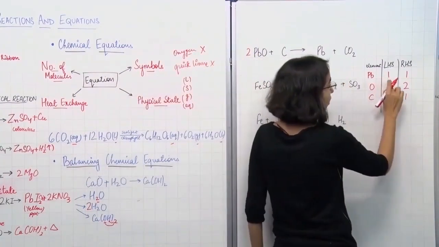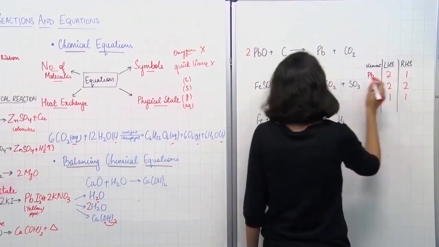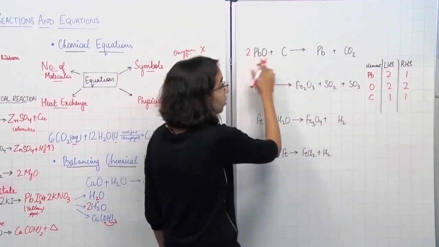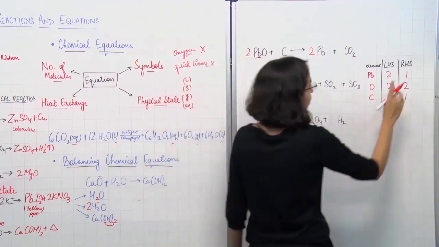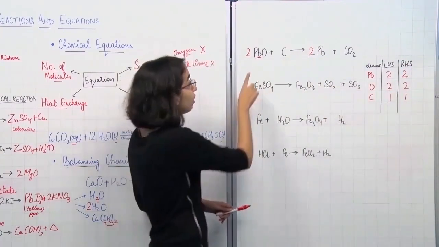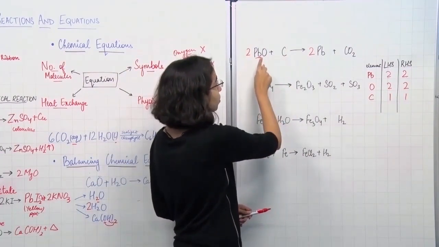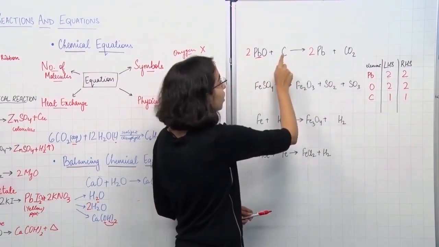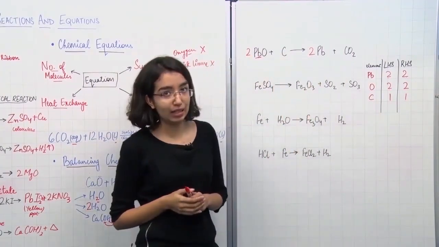Now when we add 2 here, this becomes 2, but this also becomes 2. Now we have 2 lead elements here. So to balance this out, we put another 2 here. Now let's count. Lead, 2 here, 2 here. Oxygen, 2 here, 2 there. Carbon 1, carbon 1. So this equation is balanced out.